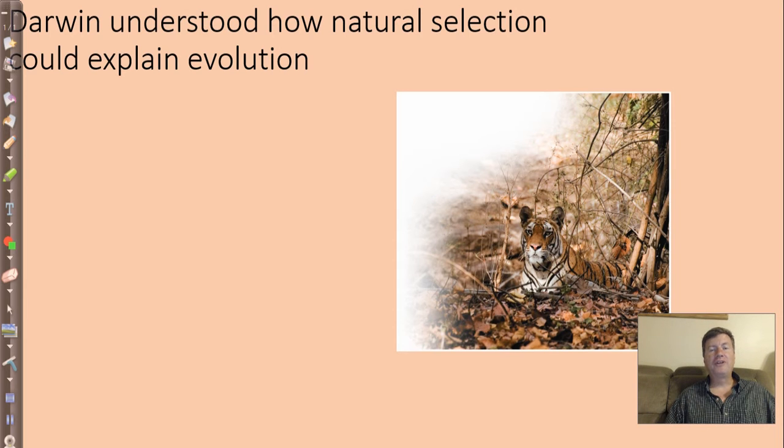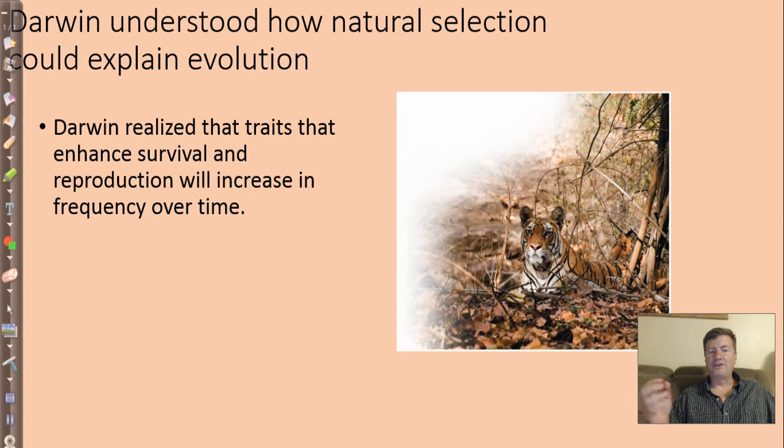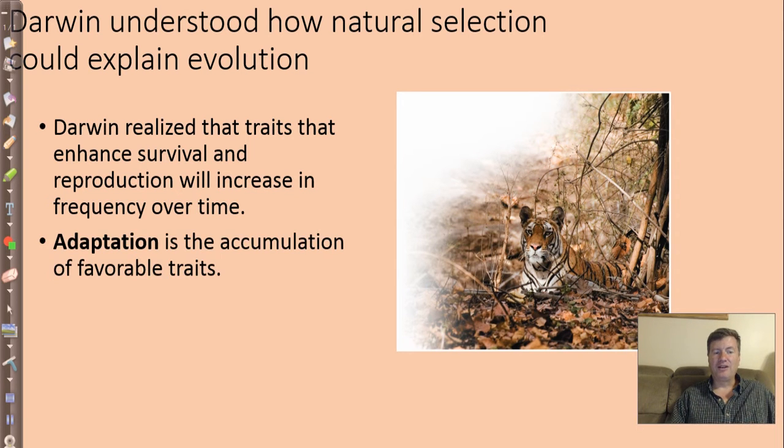So Darwin understood then how natural selection could explain evolution. Let's put it together. Darwin realized that the traits that enhance survival and reproduction will tend to increase in frequency over time. If you have good traits, your kids have good traits. Your kids' kids have good traits. Your kids' kids' kids have good traits. And over time, the population will have more of those good traits, that is, the better traits for that environment in a population. And an adaptation is the accumulation of favorable traits.